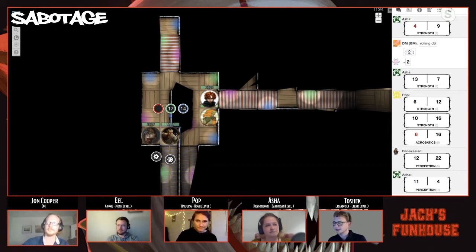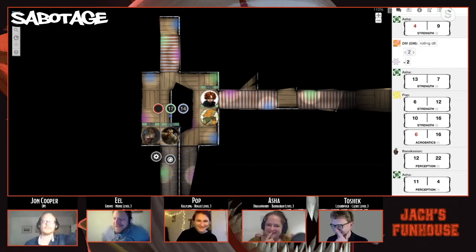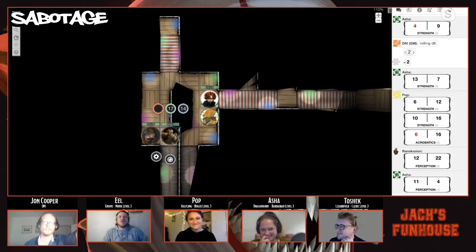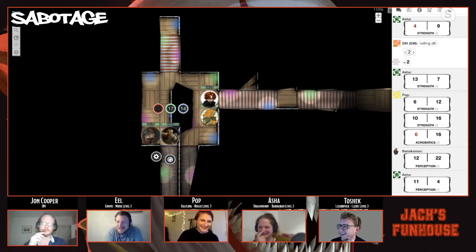Saloon doors, you say? I'm going to use my cowboy skill. Well, what's better than spooky tunnels? Oh, it's a pub. We could have a look at that. I'm going to cast Mage Hand and push open those doors.